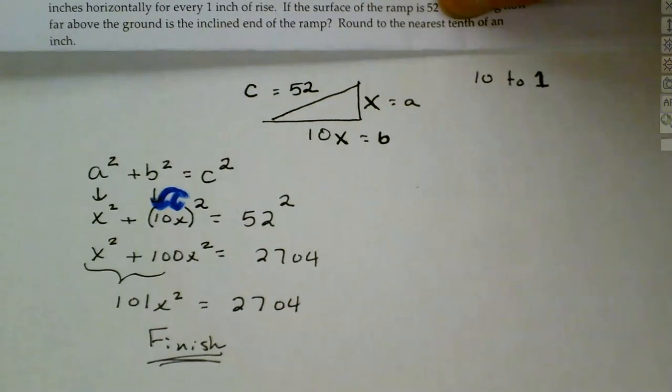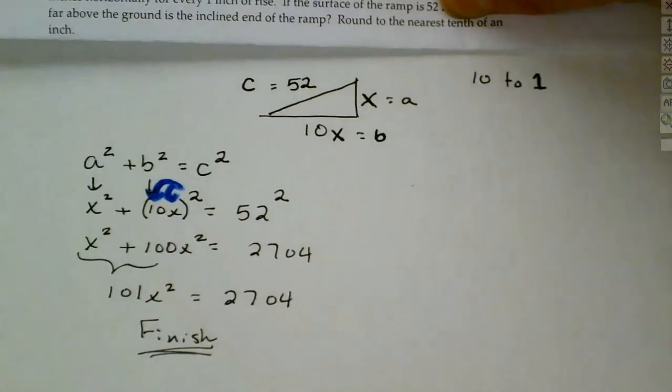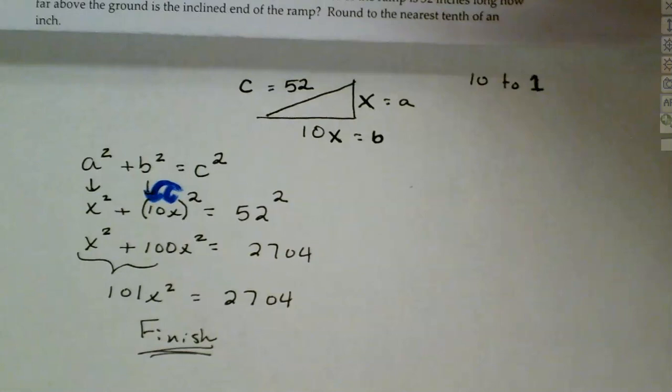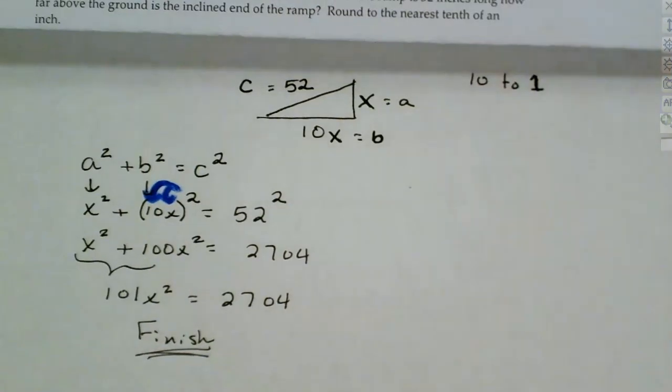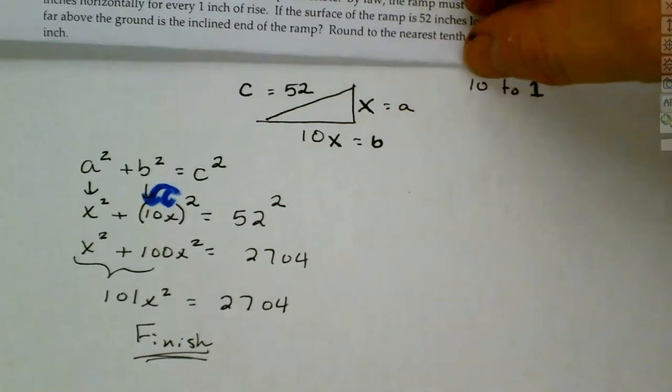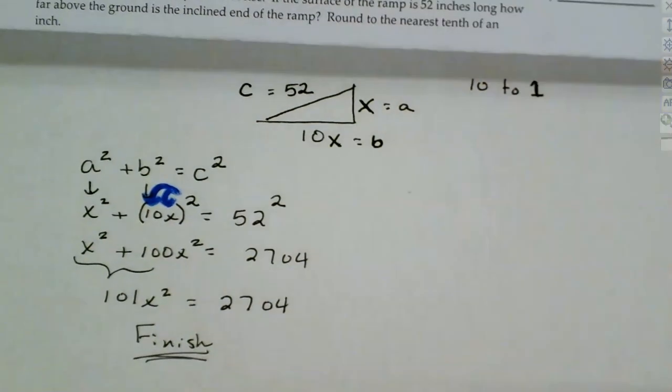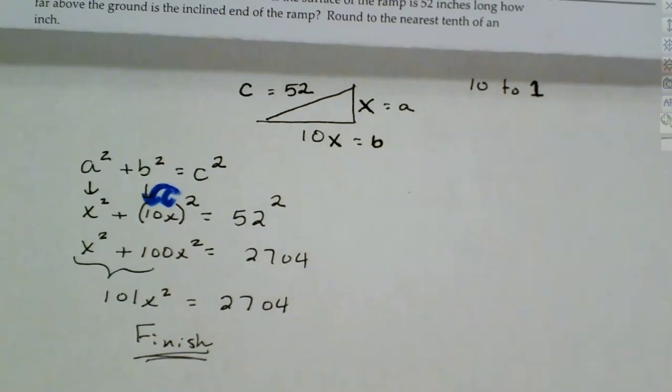So when you get your answer, it's not going to be a perfect square, and all you have to do is round it to one place, nearest tenth. So that's all you're going to need to do. X is going to be your answer because we're looking at how far above the ground it is. But the key takeaways here are the fact that it's a 10-to-1 ratio and that we're going to be using our square root property. So you divide by that 101 and then take your square root.